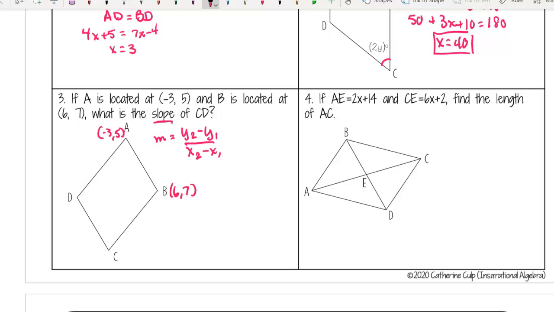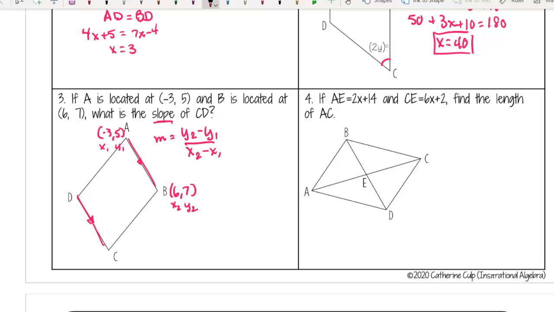I'm going to choose this one to be x1. This is y1. This is x2. This is y2. So the slope of AB should equal the slope of CD, because in a parallelogram, opposite sides are parallel to each other. So these two lines have to have slopes that are exactly the same steepness.